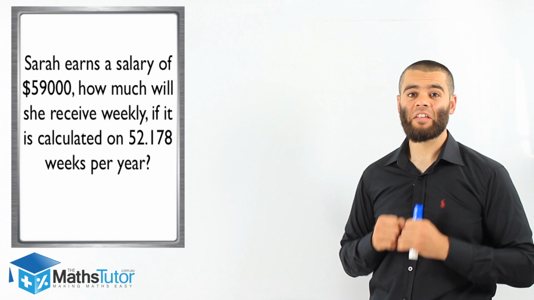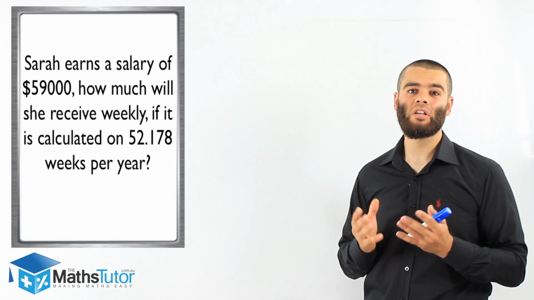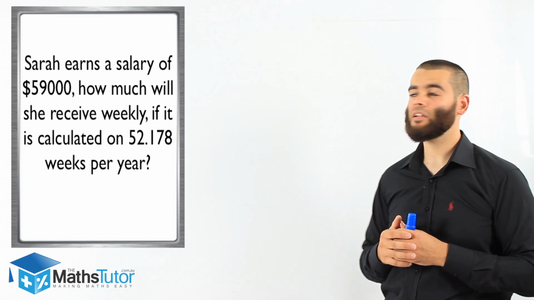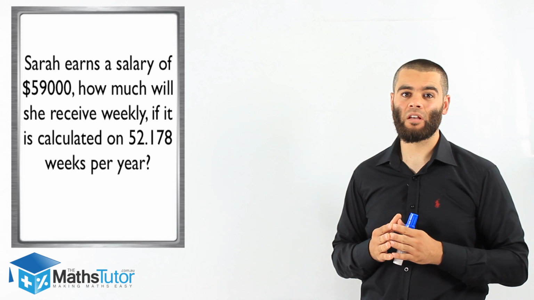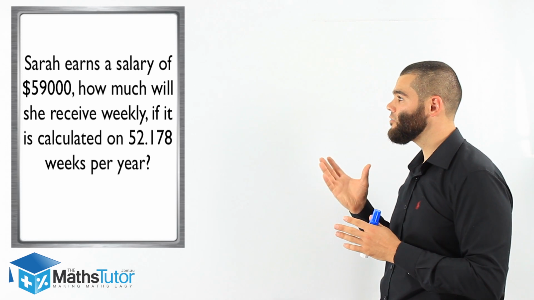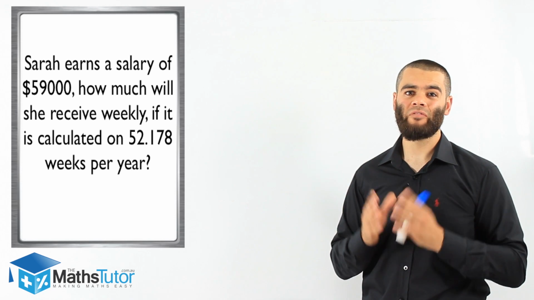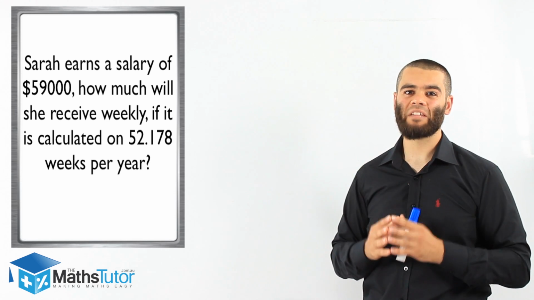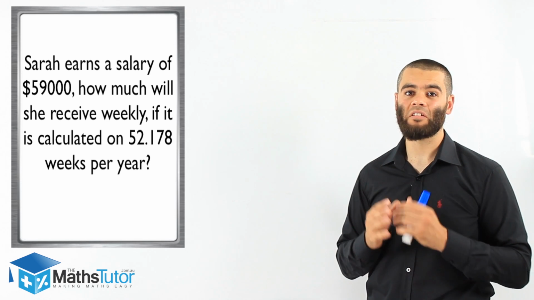So we are told that Sarah earns a yearly salary of $59,000. So every year she is getting paid $59,000. We want to know how much is she going to receive every week. We're going to calculate it on 52.178 weeks per year. Now we know that there are 52 weeks in a year, but that's not exact. Exactly, it's actually 52.178 weeks every year.